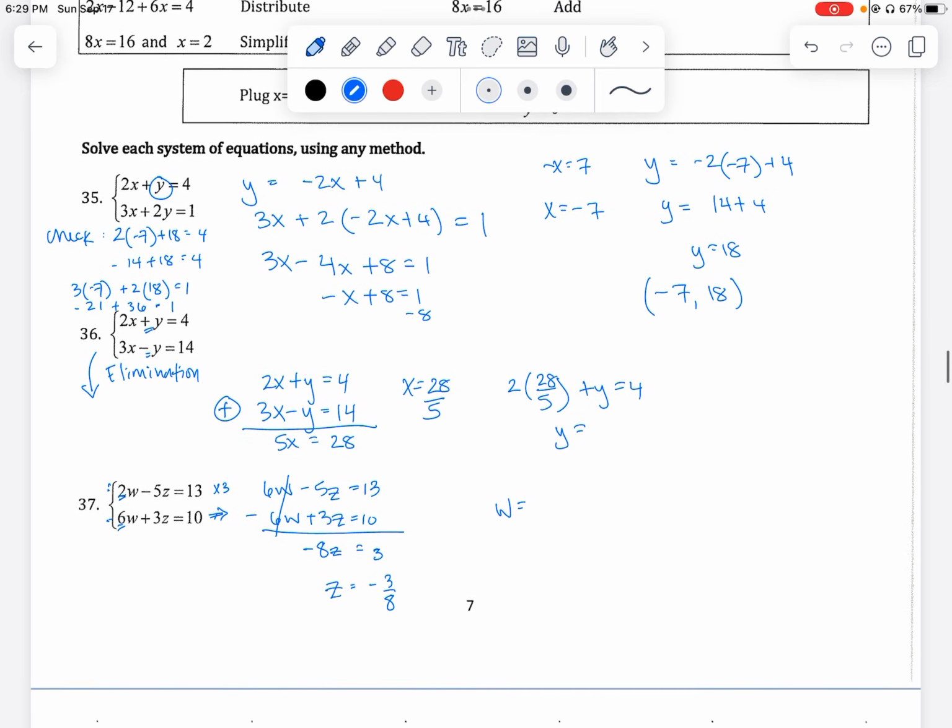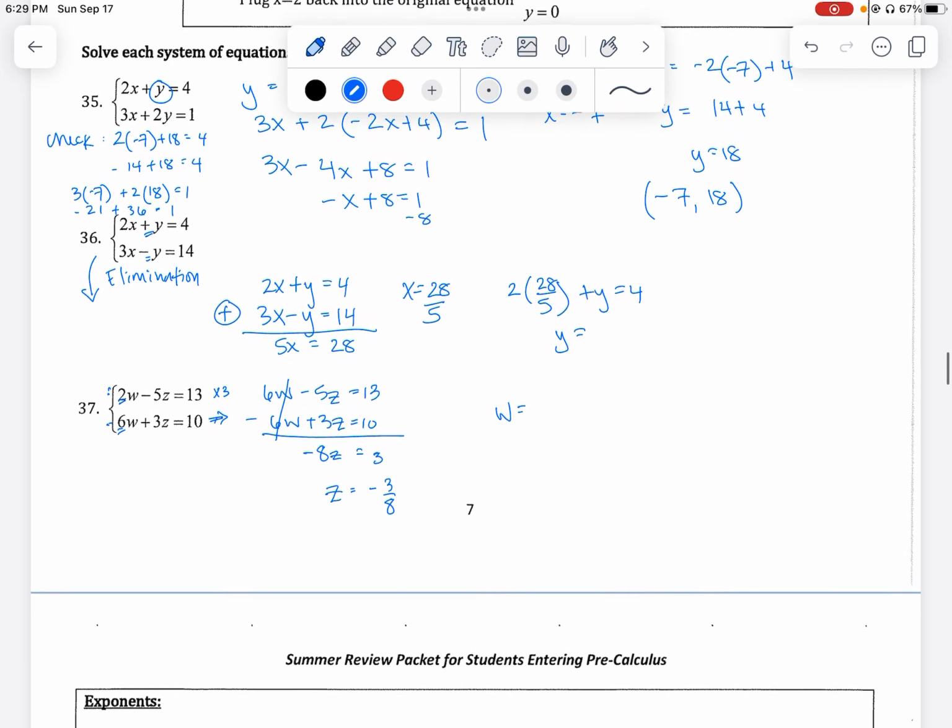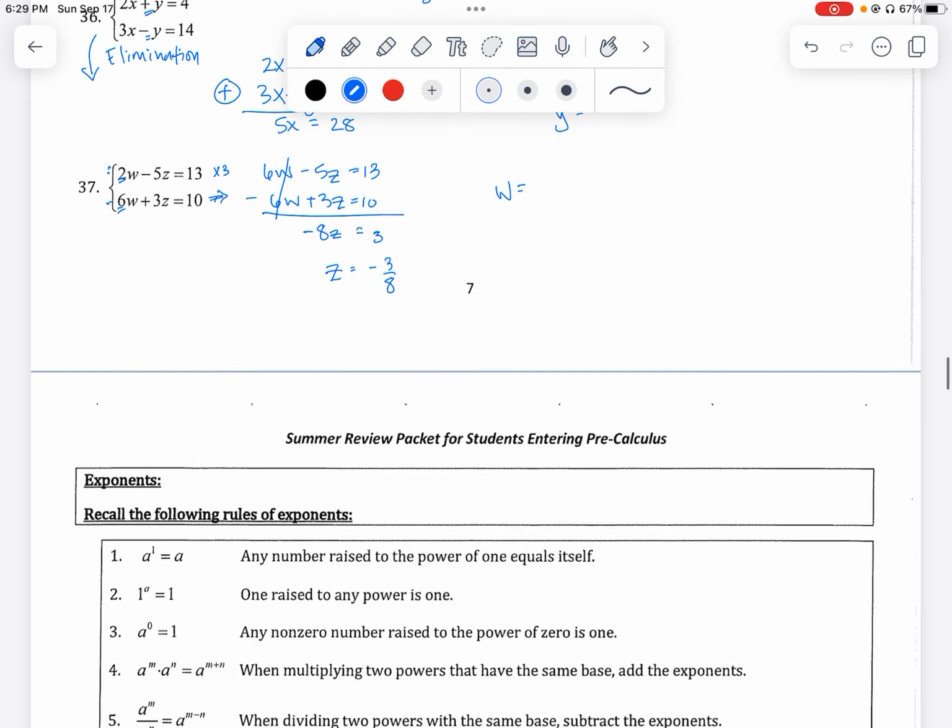Okay. See if you can find that mistake I made in 35. I know the solution is given at the end. See if you can find my error.